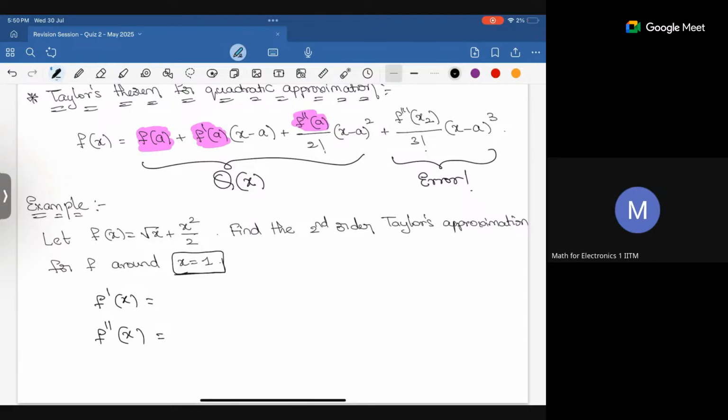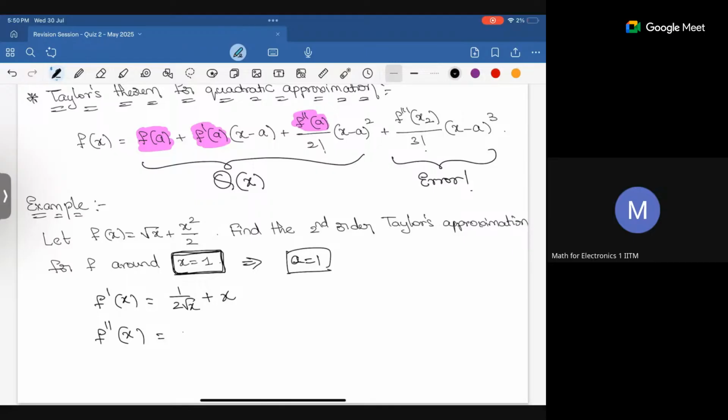So identify at which point you are asked to compute the Taylor approximation. Look at that. Here they have asked us to compute the second order Taylor approximation around x equals 1. So from there you can see that a is 1. Once a is 1, we have to find f prime of 1, f double prime of 1, f of 1. Right, f prime of x is 1 by 2 root x plus 1.